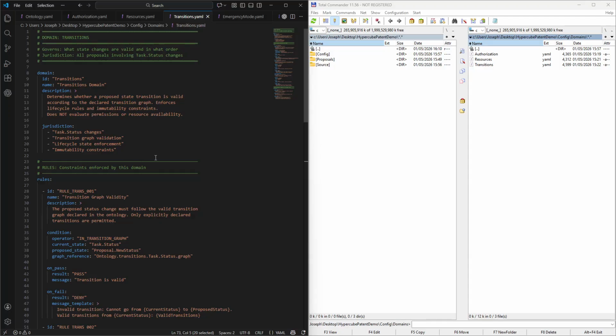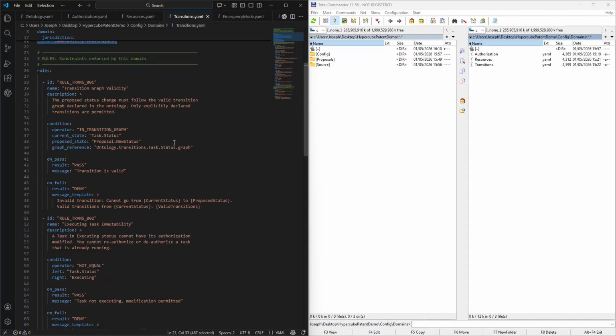The third domain is transitions. This governs what state changes are valid. Rule trans 001. Status changes must follow the valid transition graph. Pending can become authorized or denied. Authorized can become executing. Executing can become complete. Anything else is denied.